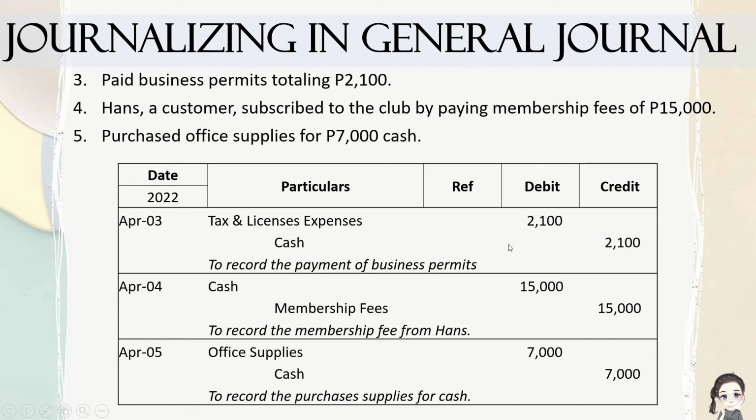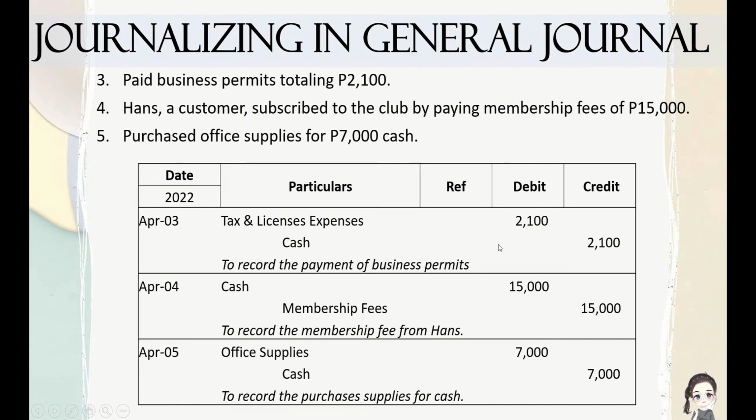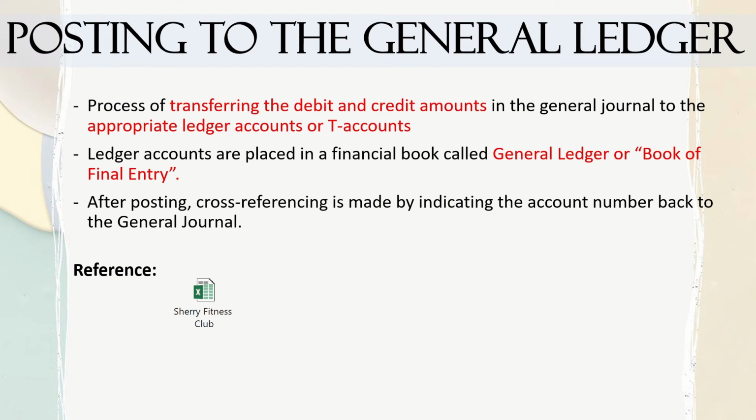Now let's proceed with step 3, which is posting to the general ledger. This is the process of transferring the debit and credit amounts in the general journal to the appropriate ledger accounts or T accounts. The ledger accounts are placed in a financial book called the General Ledger or Book of Final Entry. Once the posting to the general ledger is done, always remember that cross-referencing is made by indicating the account number back to the general journal.